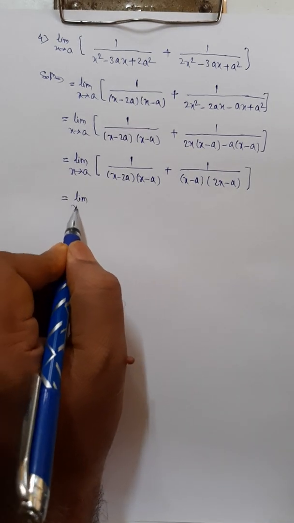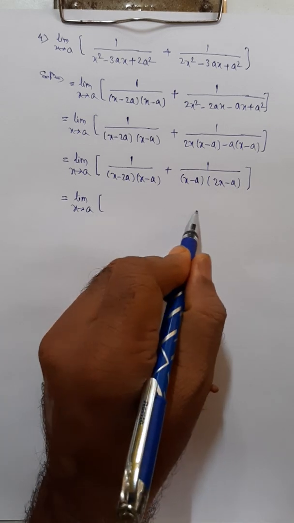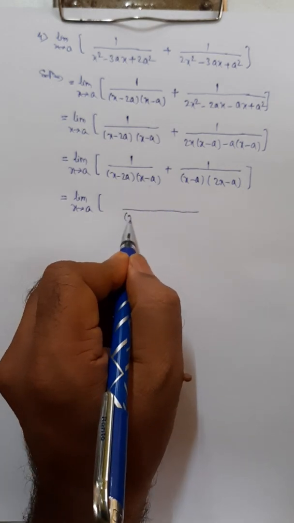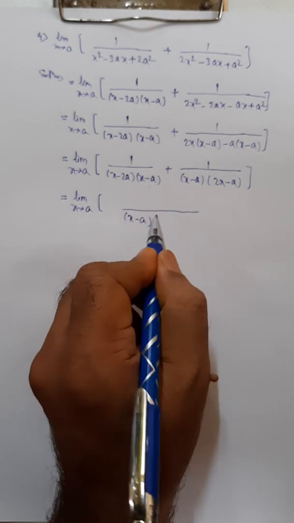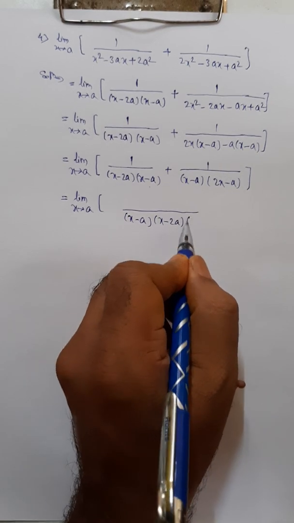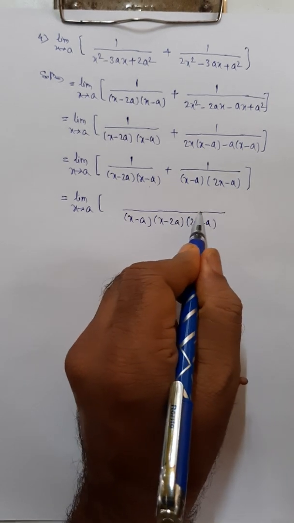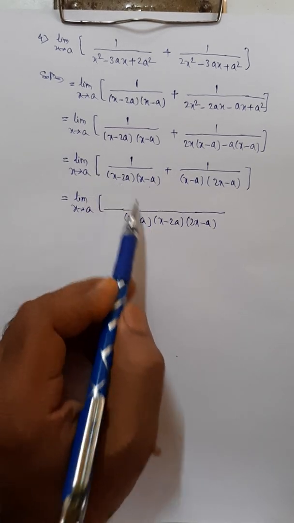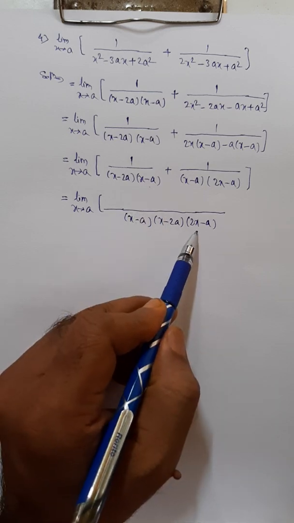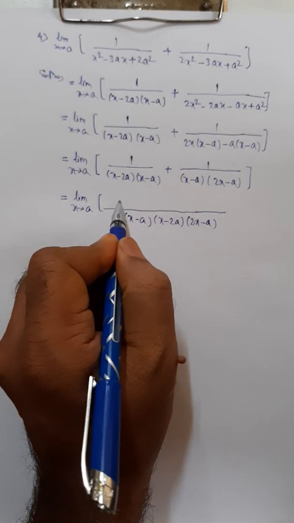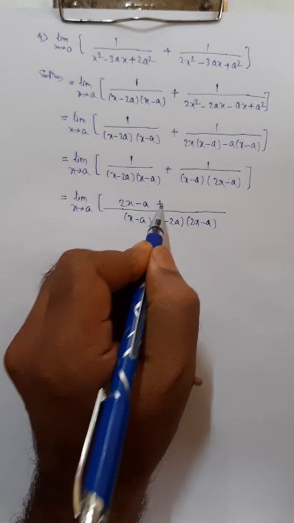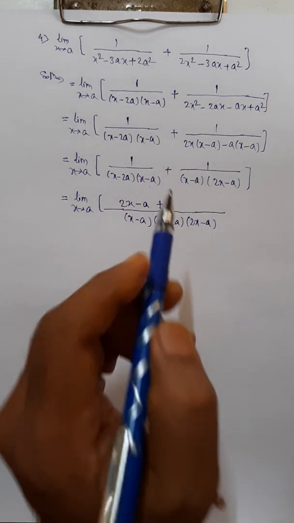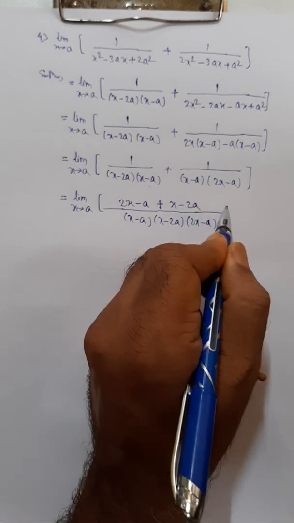So it is equal to limit as x tends to a. Here LCM is, see here x minus a is a repeated factor, so take it once, then factor x minus 2a, and then 2x minus a, and then write the numerator. We divide by the denominator to this LCM. So here x minus 2a cancels, x minus a cancels, so we get factor 2x minus a into this 1. So 2x minus a plus, here x minus a cancels, 2x minus a cancels, we get x minus 2a into 1, that is x minus 2a.